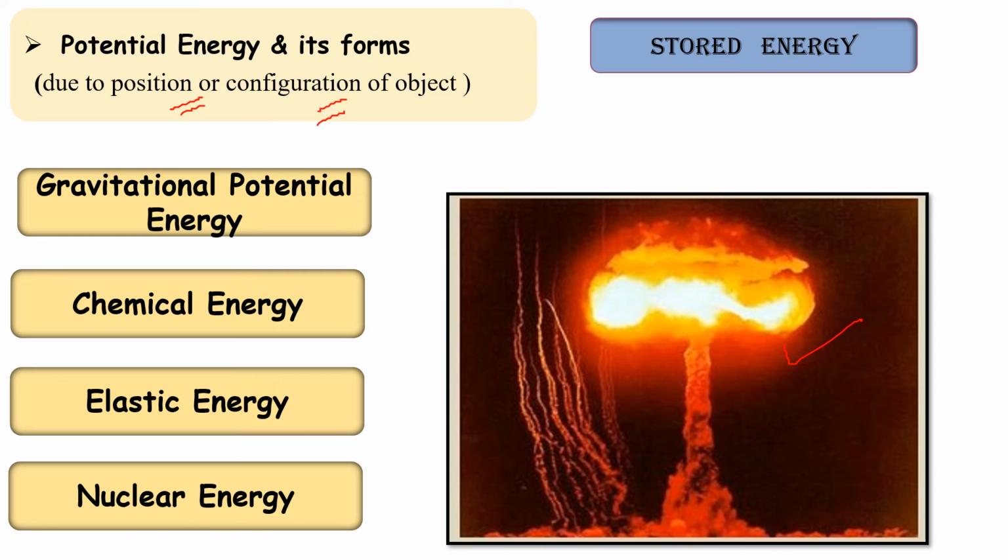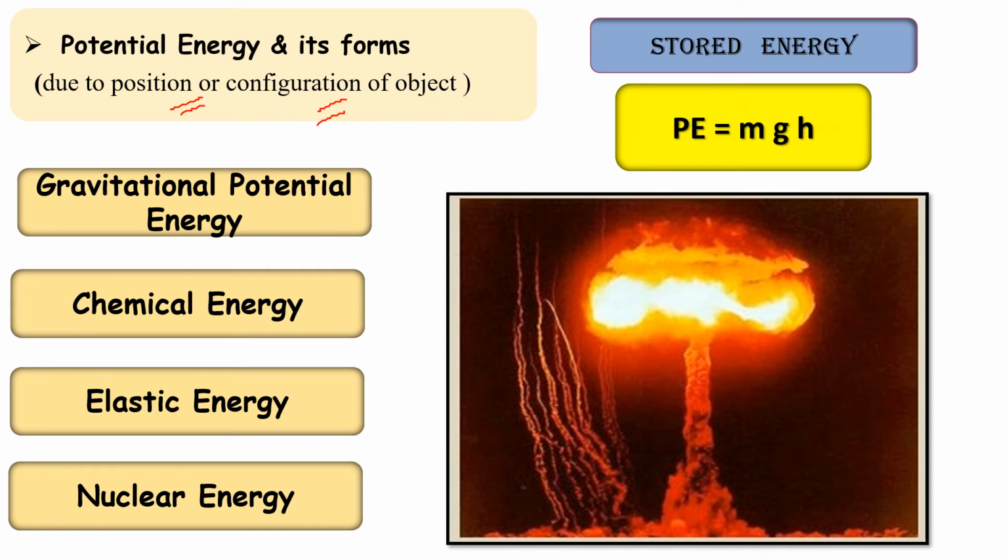Now once again, we know potential energy is also a physical quantity, so it can be measured and it is given by the formula mgh. So potential energy depends upon the mass of the object, the height at which the object is placed and the gravitational force. So this is all about potential energy.